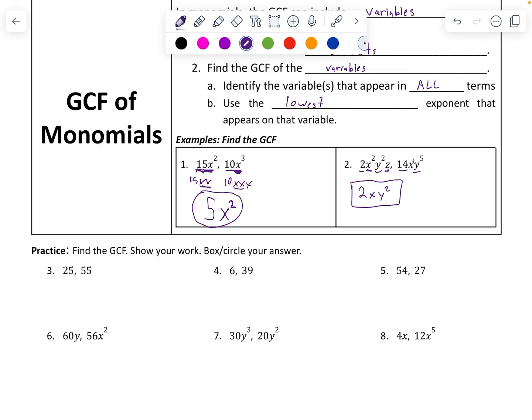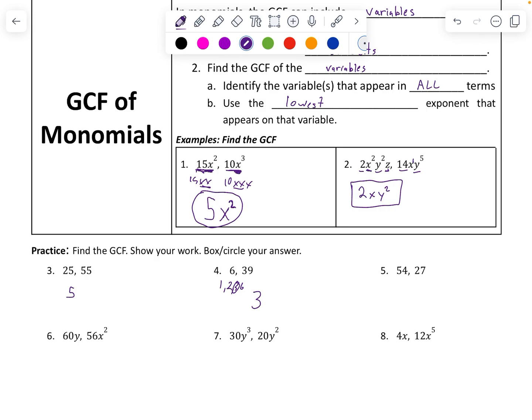25 and 55, I know 5 goes into both of those. 10 does not, 50, nope, 25 doesn't. All right, 6 and 39. 1, 2, 3, and 6 are factors of 6. Which of those go into 39? Does 6 go into 39? No, it doesn't, but 3 does. So 3 is the greatest common factor. You can check on your calculator, of course.